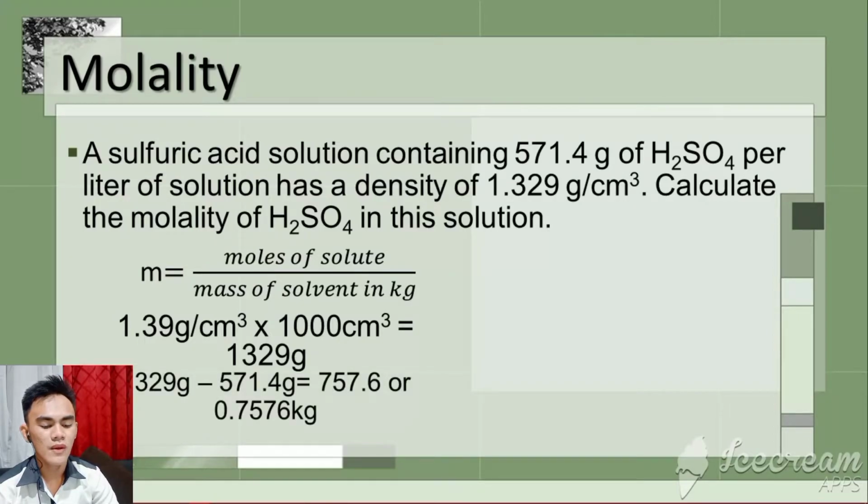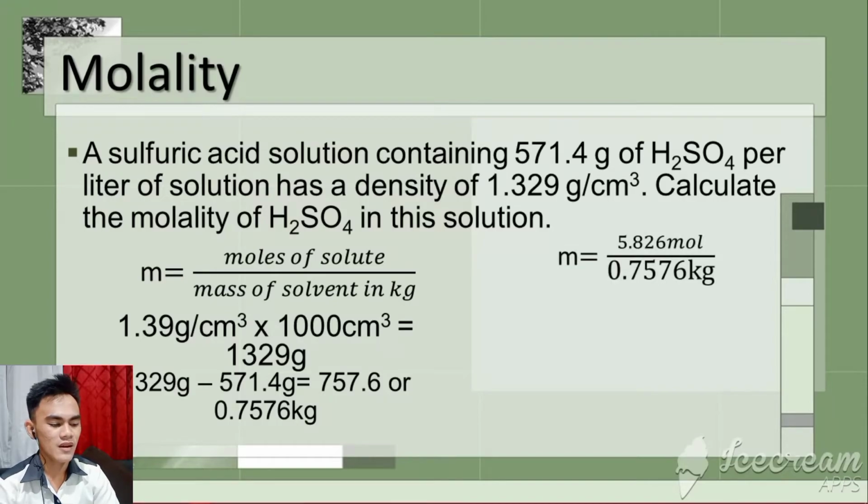So 1329 grams minus 571.4 grams is equal to 757.6 grams, and it's converted into kilogram. So let's divide it by 1000, so that is equal to 0.7576 kilograms.